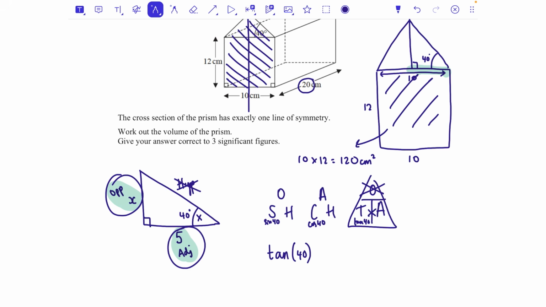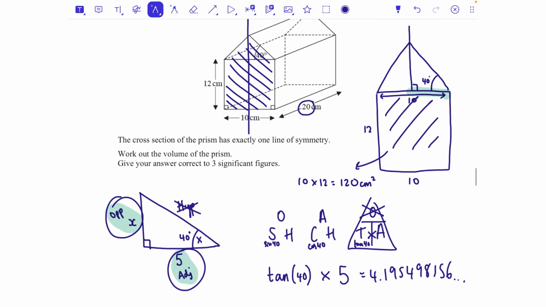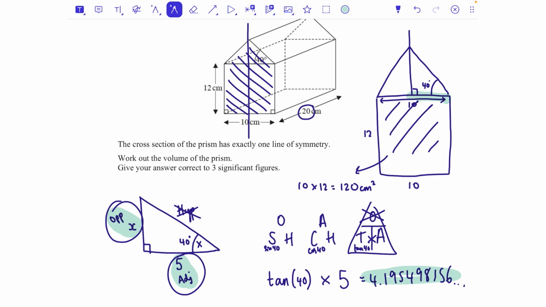And we're timesing that by the adjacent, so tan 40 times 5. Typing that in my calculator, tan 40 times 5 is 4.195498156. Now remember, don't round anything until you've got to the end of your answer. So I'm going to keep that there. That is the height. So I know that that length there is this height here up to the top of the triangle. So I now want to do base times height divided by 2.